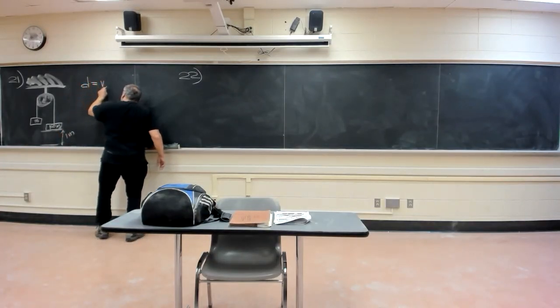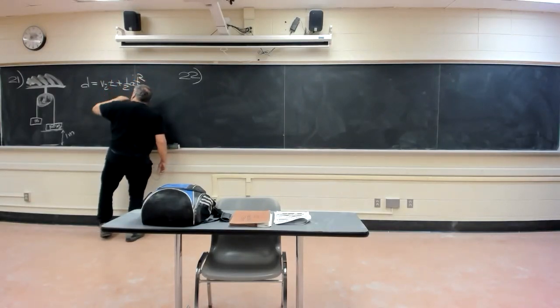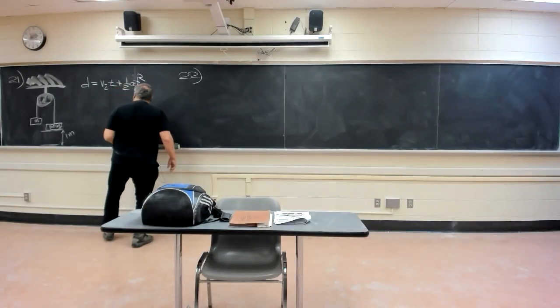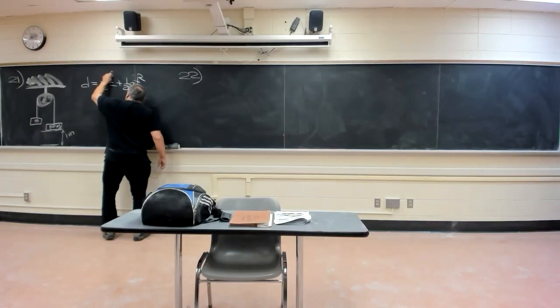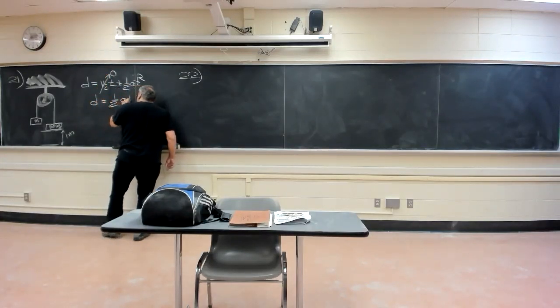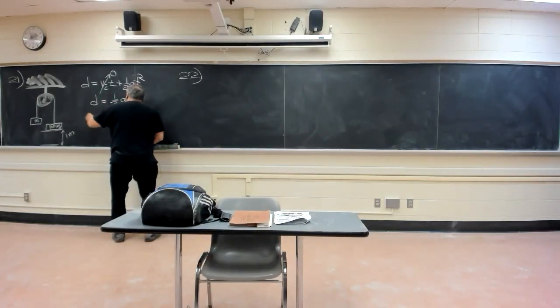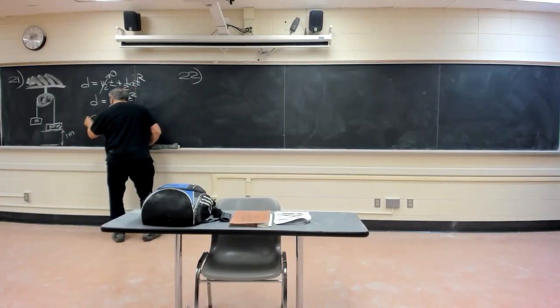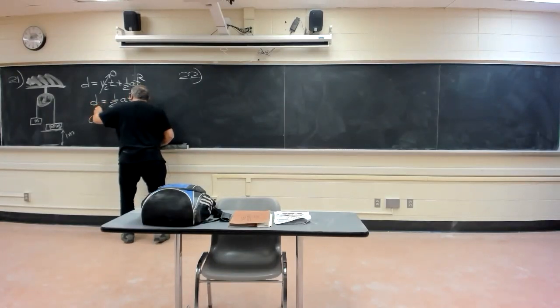Forgive me. It's going to be some A. I don't know what that is. D equals VIT plus 1/2 AT squared. It is released from rest, so VI is equal to 0. And this is the ticket right here, guys. How are you going to do it? Multiply by 2 on each side and divide by t squared. And A is going to be 2D over t squared.